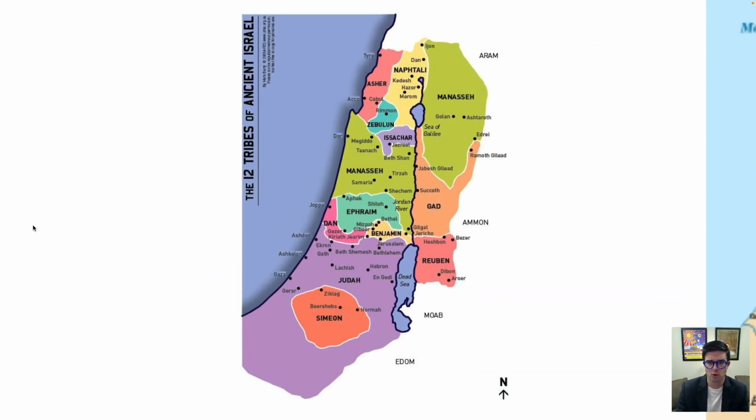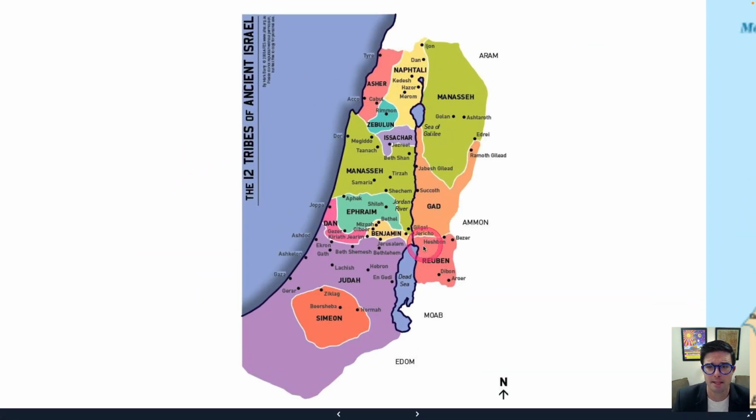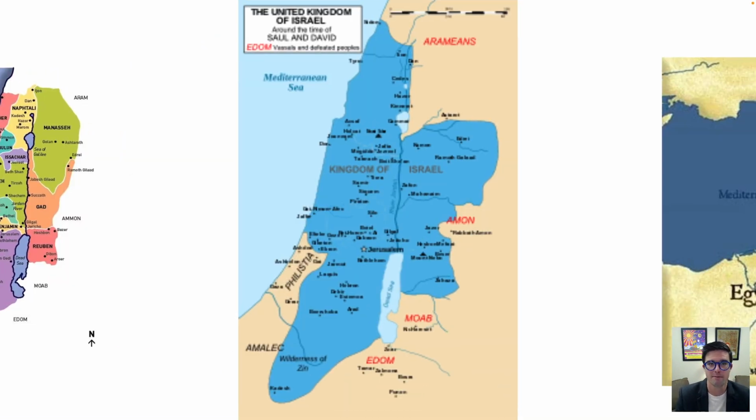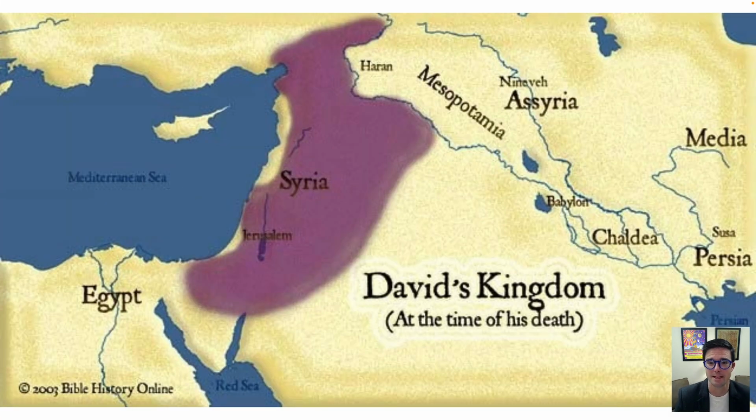So we see here the 12 different tribes. These are named in the biblical text itself: Simeon, Judah, Reuben, Gad, Benjamin, Ephraim, Dan, Manasseh, Issachar, Zebulun, Asher, Naphtali, and Manasseh. So these 12 tribes eventually band together to form one kingdom of Israel, what is called the United Kingdom or the United Monarchy, first under Saul, the first king of Israel, and then next under David, the most famous king of Israel.